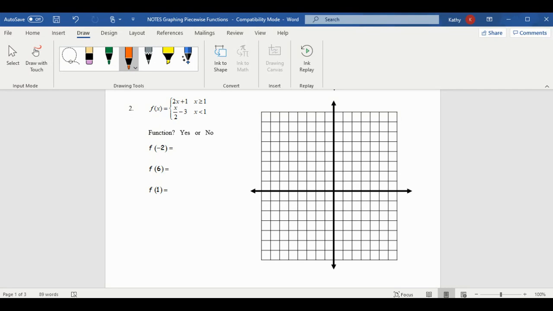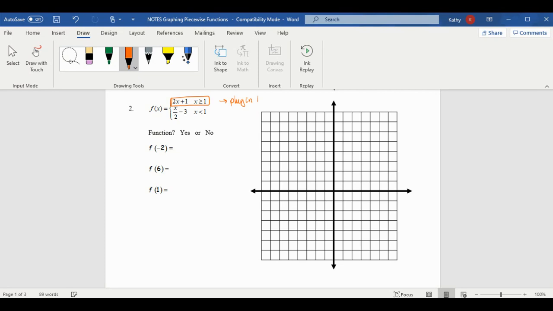2x plus 1 when x is greater than or equal to 1. And we want to evaluate x over 2 minus 3 when x is less than 1. So doing one graph at a time, and we're going to stay with this color. Let's look at 2x plus 1 when x is greater than or equal to 1.